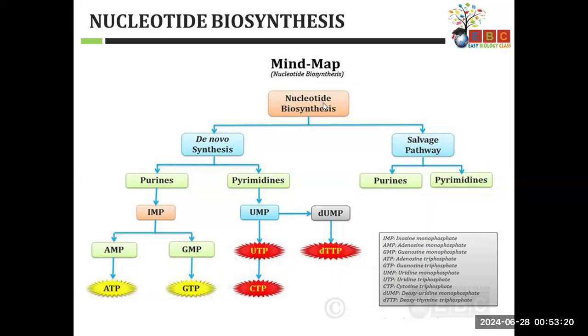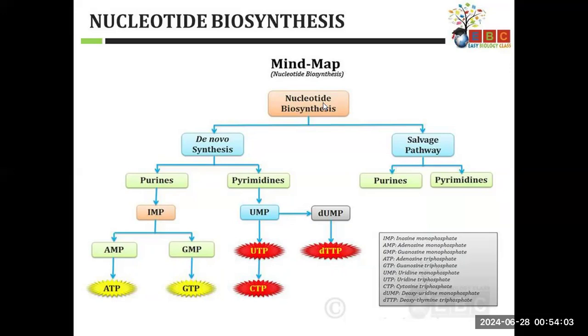The parent nucleotide, which is synthesized de novo in the cell, is IMP, inosine monophosphate, and from the inosine monophosphate we can get the synthesis of adenosine monophosphate and guanosine monophosphate, and ATP as well as GTP. So it means IMP is the parent or first nucleotide of purine which is synthesized. That leads to the synthesis of both AMP as well as GMP.